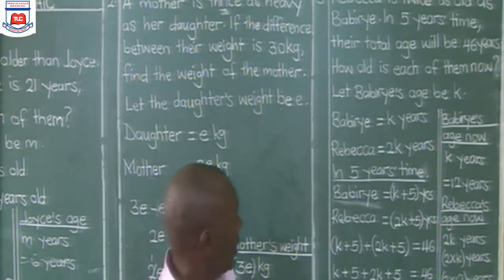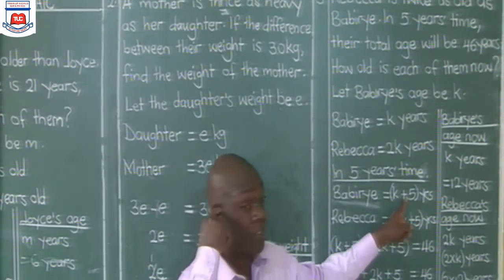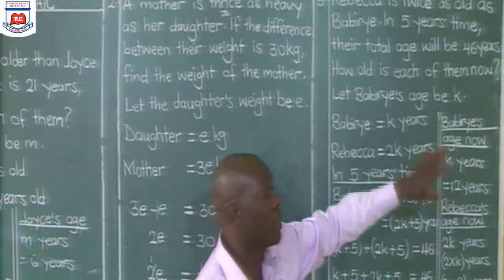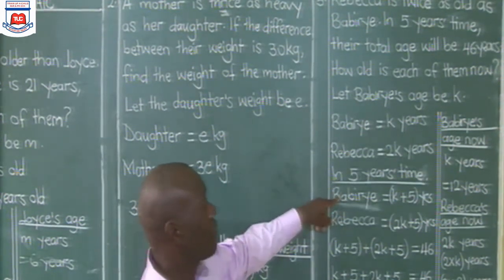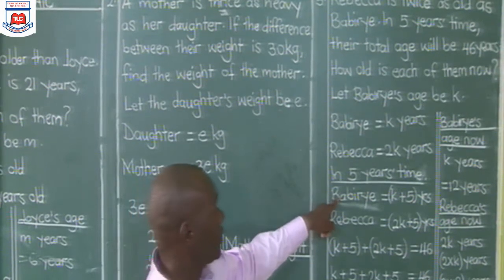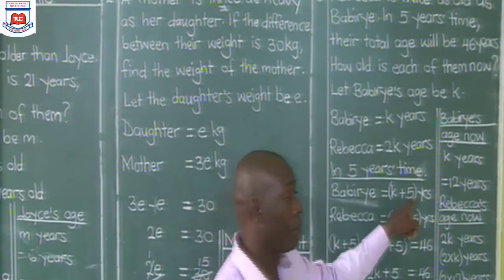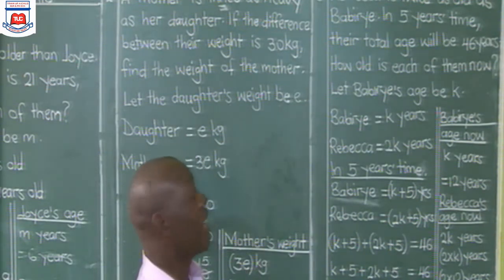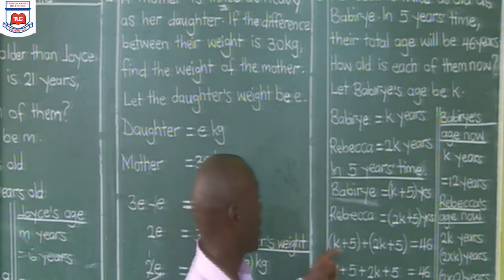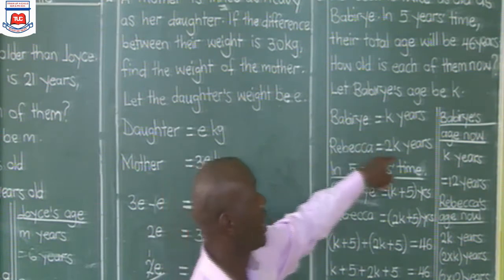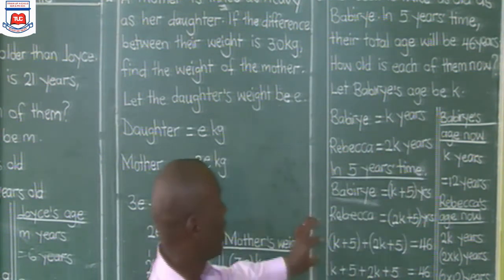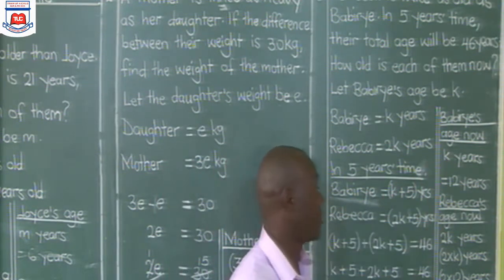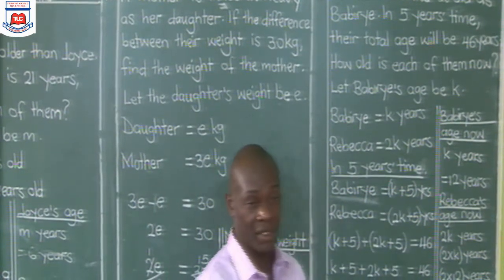Good. One has said, each one's age will increase by 5 years. If Babirie is K years old now, then after 5 years' time, Babirie will be K plus 5 years old. That is her age will have increased by 5 years. Then if Rebecca is 2K years old now, after 5 years, Rebecca will be 2K plus 5 years old.